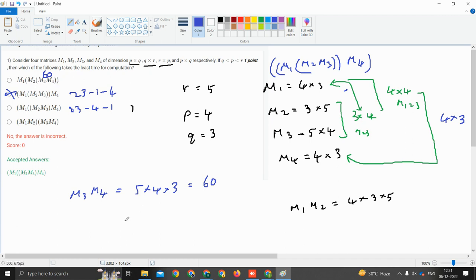So this will transform to a matrix of 5 cross 3, right? This M3 will become 5 cross 3. For the 5 cross 3 you're going to multiply it with M2. What is M2? 3 cross 5. So this will result in a 3 cross 3 matrix, but earlier you had 60 operations. So in order to do this multiplication, how many operations do you have?